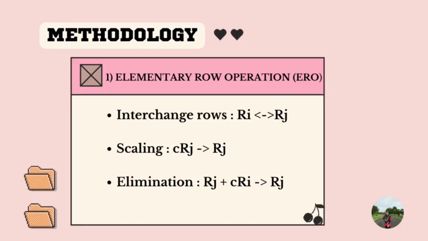I would like to present the methodology that we use to solve the problem of this chapter. There are two methods to solve this problem. First, elementary row operation, ERO. We can use interchange, scaling, or elimination.